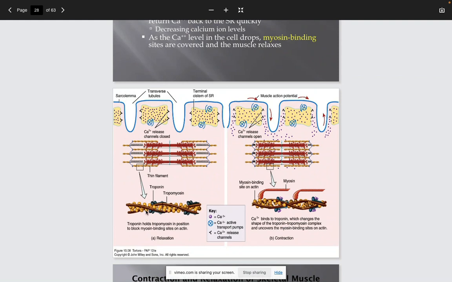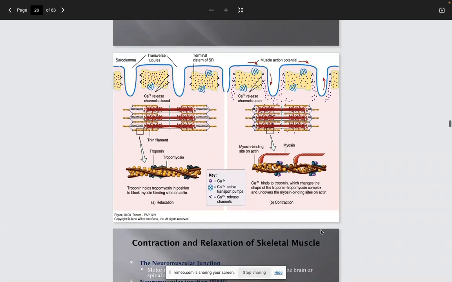Here is a picture showing you relaxation and contraction. During relaxation, troponin holds tropomyosin in position to block the myosin binding site, right? We don't want myosin to bind to actin here during relaxation. We're wanting the muscle to relax, so troponin is blocking the myosin binding site. During contraction, calcium binds to troponin, which changes the shape of the troponin tropomyosin complex, and it uncovers the myosin binding site on actin. So that's during contraction.